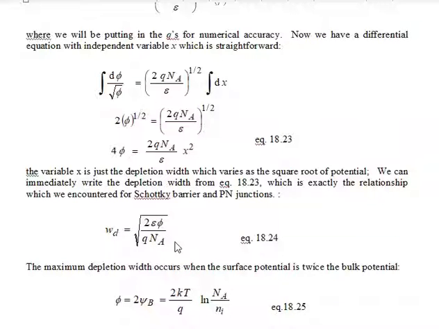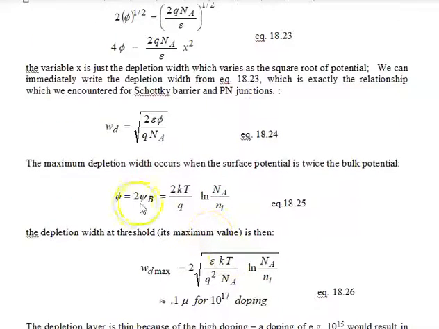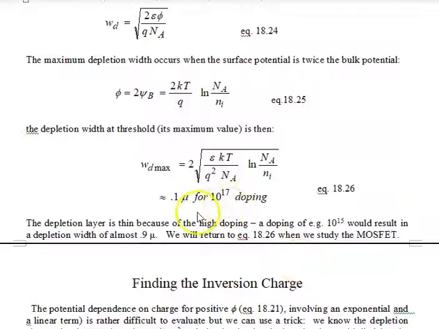Now the maximum depletion width occurs when φ is equal to 2 times the bulk potential, and then this is the relationship as a function of N_A. Putting all that into W_D, we find W_D maximum, and we carry out the arithmetic here, and we find that it's about 0.1 micron, about 1,000 angstroms for 10 to the 17th doping.